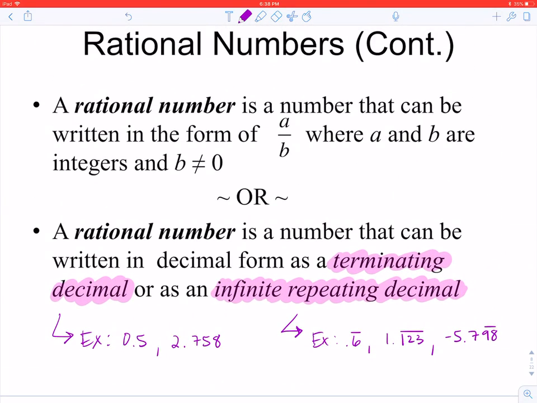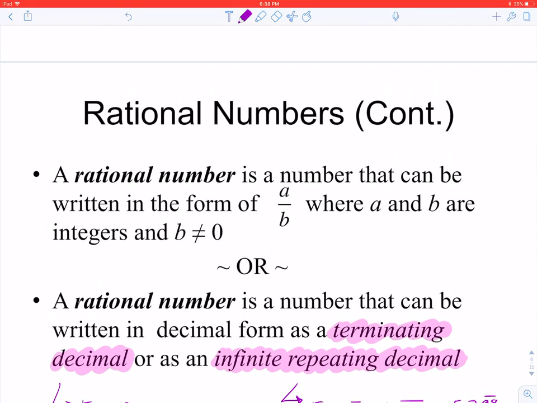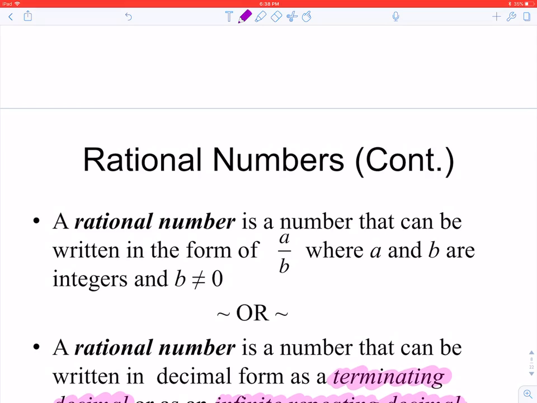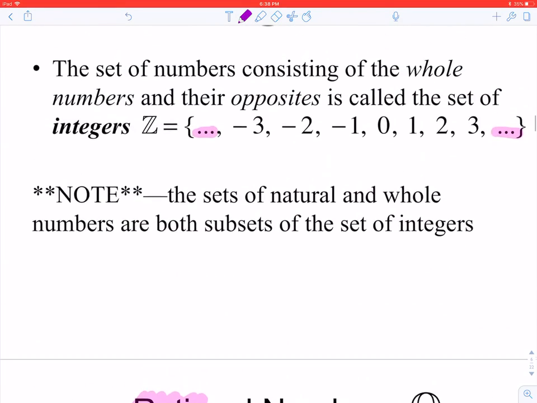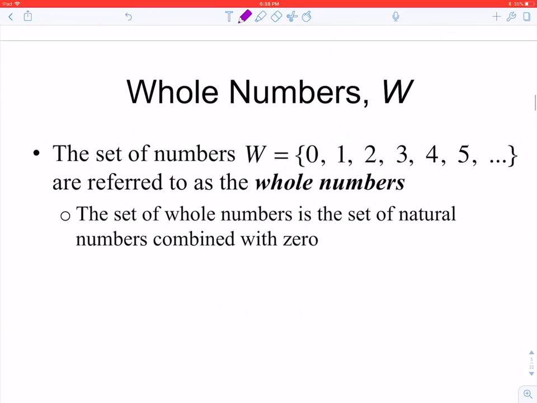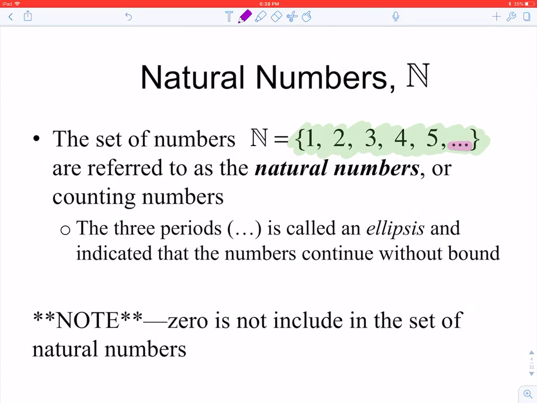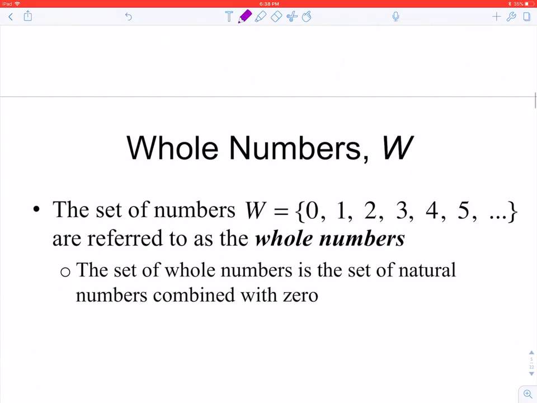Okay, so the rational numbers are a subset of the real numbers. Okay, we're kind of going through all of these subsets of the real numbers to help us define what a real number is. And then the integers are a subset of the rational numbers. The whole numbers are a subset of the rational numbers and the integers. And the natural numbers are a subset of the rational numbers, integers, and whole numbers.